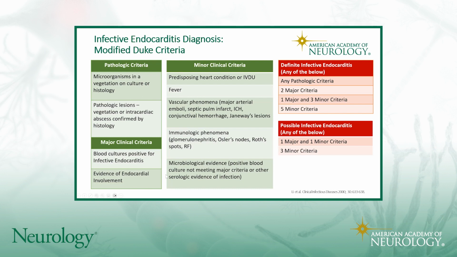Other ways that you can give a definite infective endocarditis diagnosis is by either getting both of the 2 major clinical criteria, or 1 major and 3 of the minor criteria, or all 5 of the minor criteria. And any of those would qualify as a definite diagnosis. For a possible diagnosis of infective endocarditis, either 1 major and 1 minor criteria or 3 minor criteria can be met.